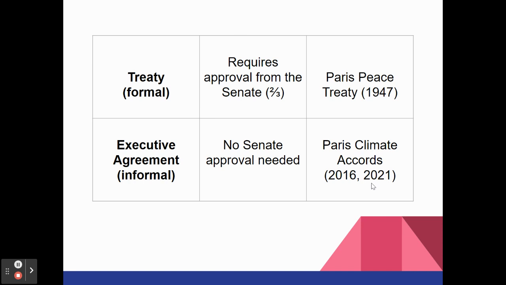So the important note is a treaty, because it's a formal presidential power, requires two-thirds approval. An executive agreement, because it's an informal presidential power, does not. And again, that's what frustrates Congress, is they feel like the president is sort of getting around the rules that are stated in the Constitution.